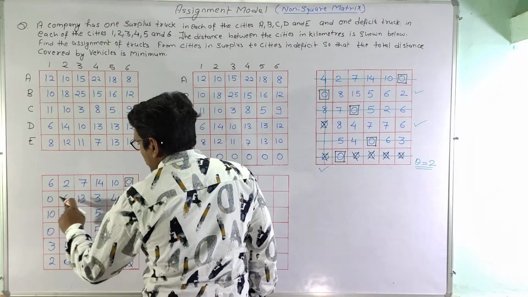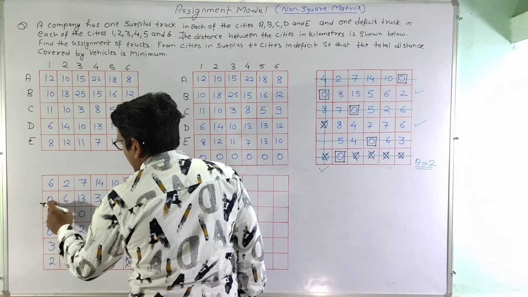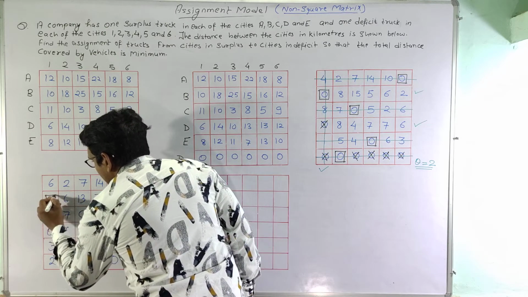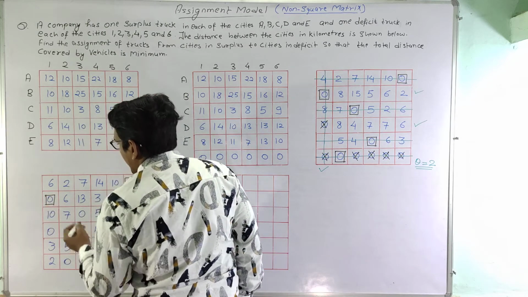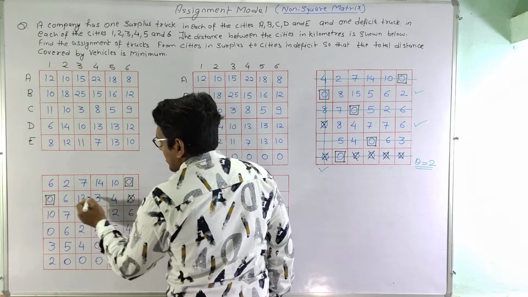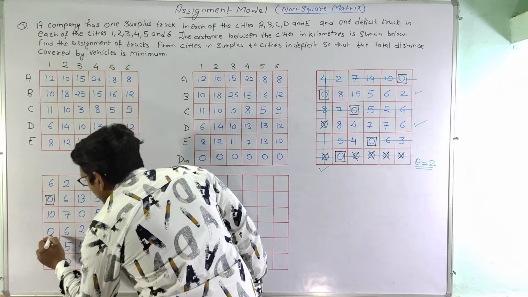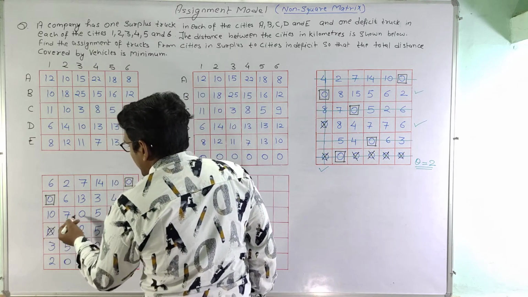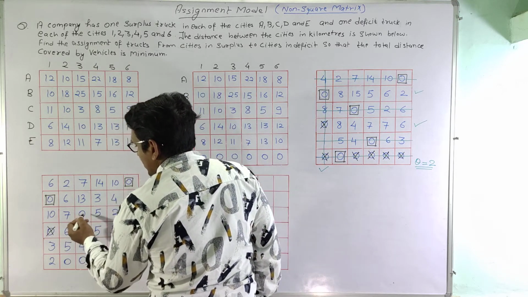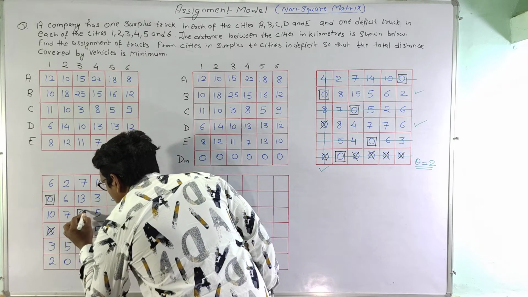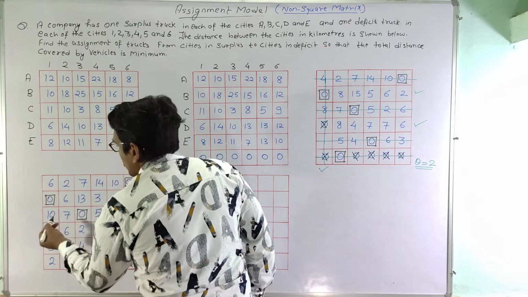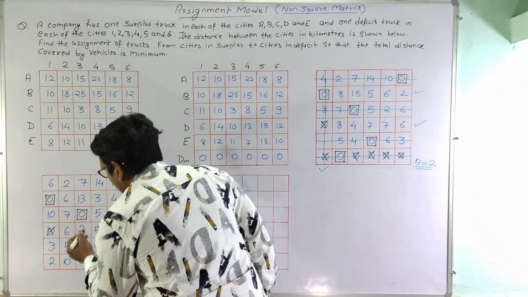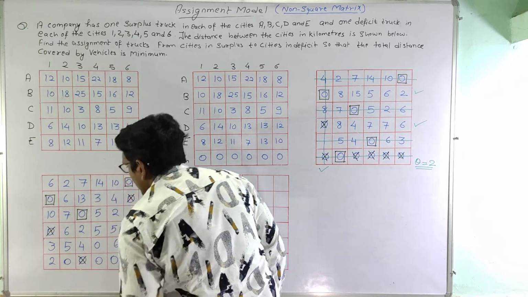Now moving on to row 2. Row 2 has a single 0 now because this 0 has been crossed out. So we will assign this 0, and once this 0 is assigned, no more assignment can be done in this row and in this column. So this 0 is also crossed out. Now moving on to row 3. Row 3 also has a single 0, that means we can assign this. So after assigning, no more assignment can be done in this row and in this column. So this 0 will be crossed out.